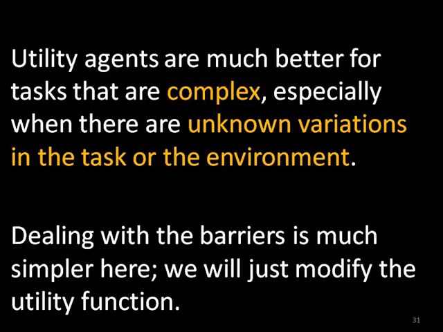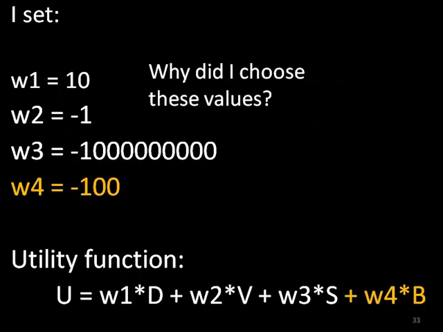Let's consider what we would have to change here if we introduce barriers into the environment. If we have a new element in the environment, like barriers, all we have to change is the utility function. Here, I've introduced a new variable, b, which represents whether or not there is a barrier in a given direction. b is multiplied by a new weight, w4. I've set the value of w4 to be negative to represent that the agent will be punished if it drives into a barrier.